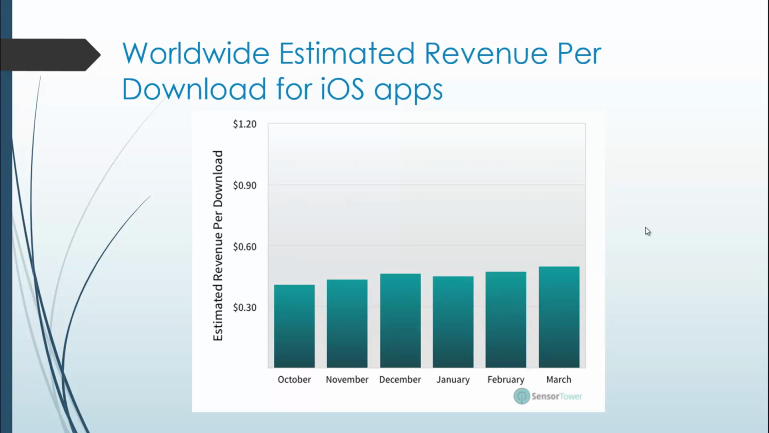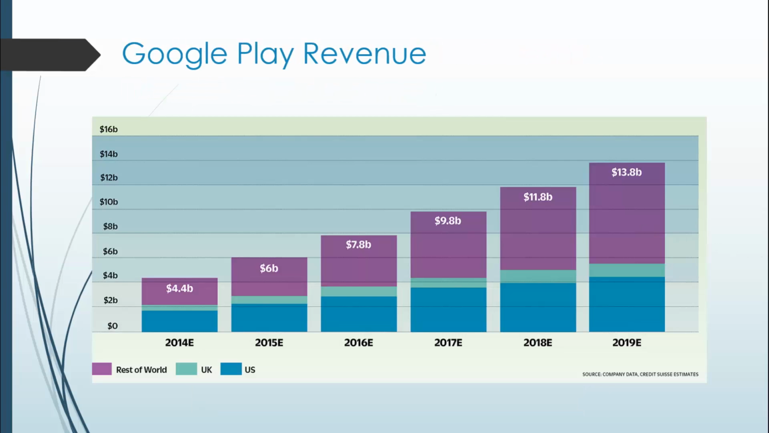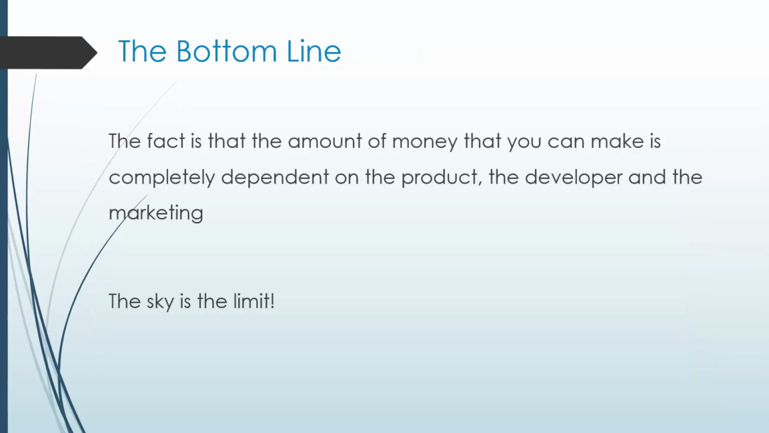This is a chart, an estimate of Google Play's revenue up to the year 2019. An analyst from Credit Suisse estimated that it's going to go up about $2 billion every year, up until 2019. So the bottom line is that the amount of money that you can make from building a mobile application is completely dependent on the product, the developer, and the marketing. So the answer to the question, how much money can I make, is $0 to millions of dollars. The sky's the limit.